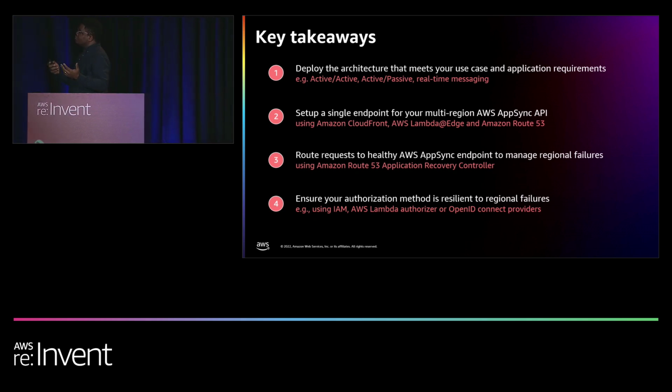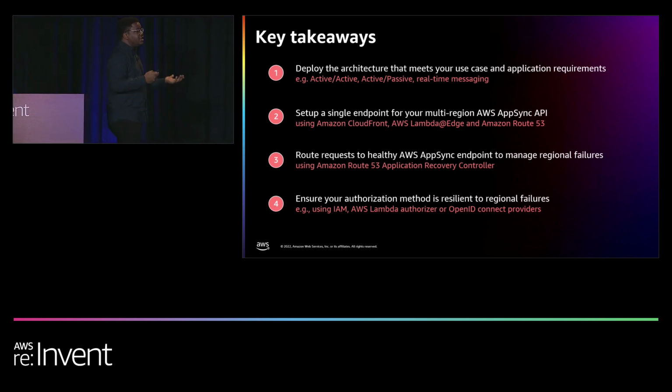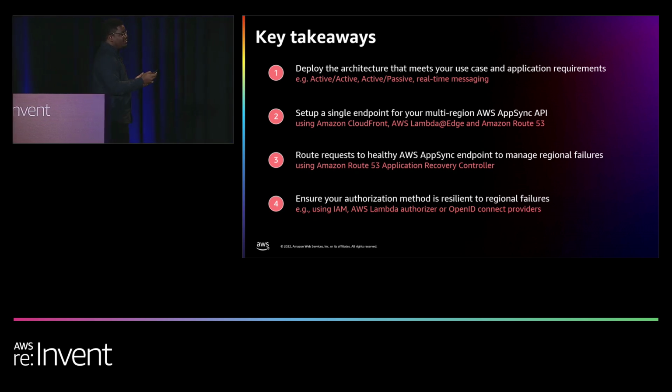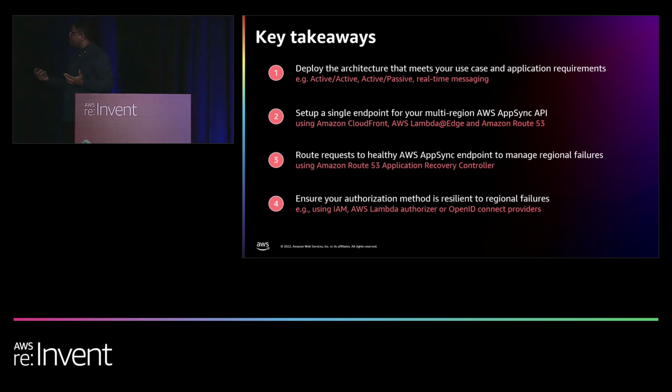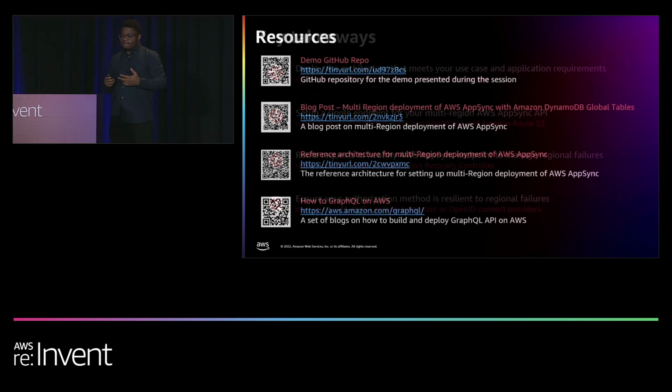And you want to make sure that you are able to identify when a region is unhealthy and route the traffic to only healthy regions. You can do that by setting up monitoring and alarms based on the resources you've set up in that particular region, but use Amazon Route 53 Application Recovery Controller to control those health checks to help you fail over and fail back as well. And finally, ensure that you've implemented an authentication method that supports multi-region. So make sure you don't have a single point of failure for your authorization mechanism, and you can use AWS Lambda Authorizer for that. In fact, the demo we just went through is using AWS Lambda Authorizer.